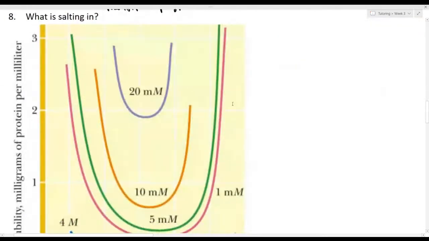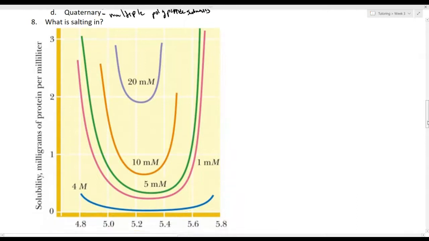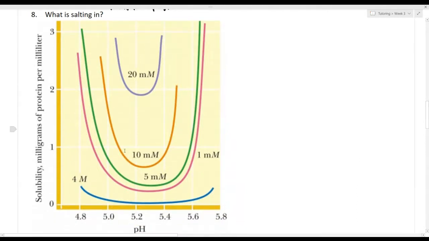I think I need to zoom out just a little bit. If it'll zoom, there we go. So this is pH versus solubility in milligrams of protein per milliliter. What this is saying is, for this protein with a pI around 5.2 to 5.4, this is how soluble it is when you have this amount of salt in the solution. So, I guess first I should start with why are they all U-shaped?